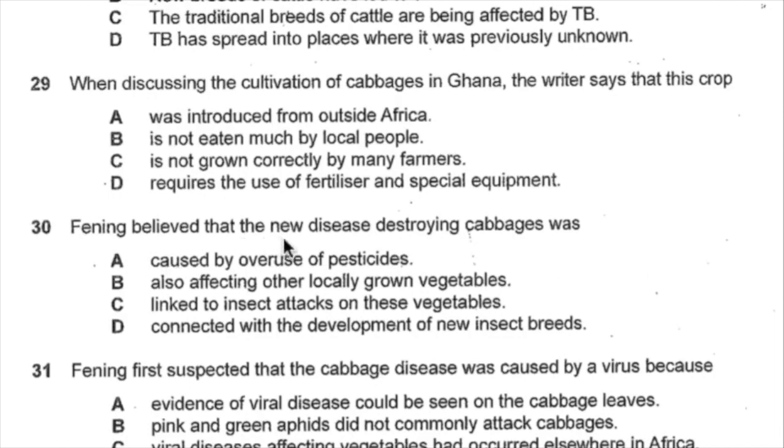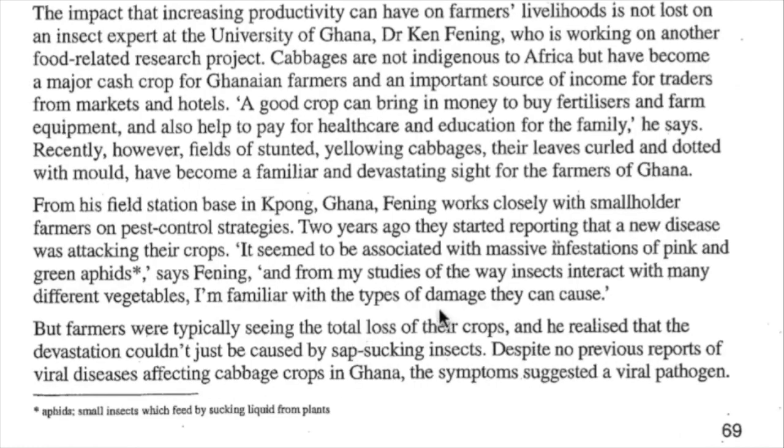Fenning believed that the new disease destroying cabbages was caused by overuse of pesticides, affecting other locally grown vegetables, linked to insect attacks, or connected with the development of new insect breeds. Okay, overuse, pesticides, locally grown vegetables, insect attacks, development of new insect breeds. Loss of their crops, I can see the damages they may cause. See, it could be here only.